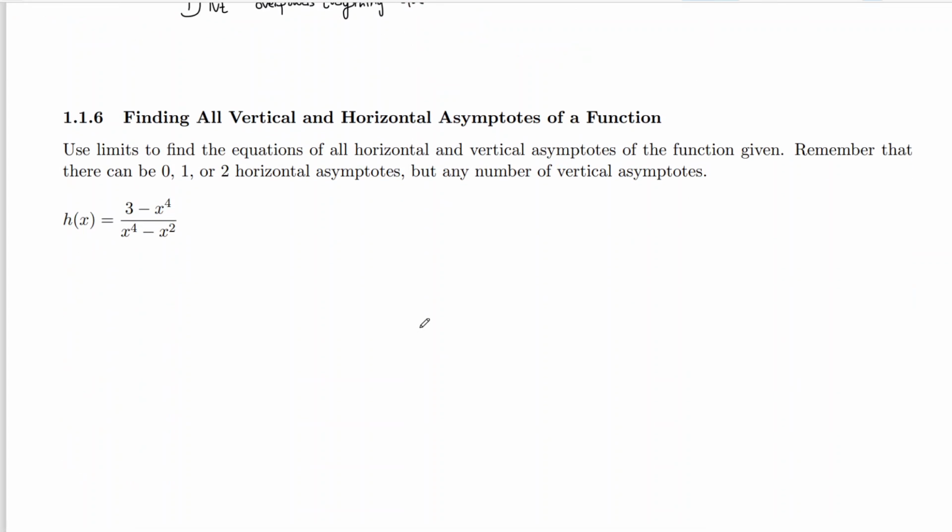All right, so we just had a ton of examples. What I wanted to do is just one more where it doesn't actually ask to do any limits at all. We have to know to do limits. So this says, find all the vertical and horizontal asymptotes of this given function. And what I wanted to remind you is that there can be 0, 1, or 2 horizontal asymptotes, but there can be any number of vertical asymptotes. So let's see what we remember based on not only this section, but previous sections. How do we do the horizontal asymptote?